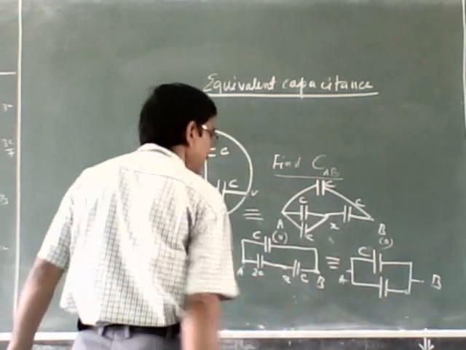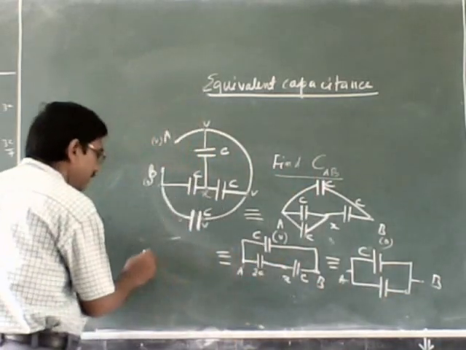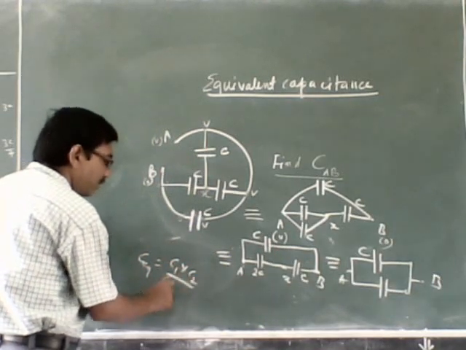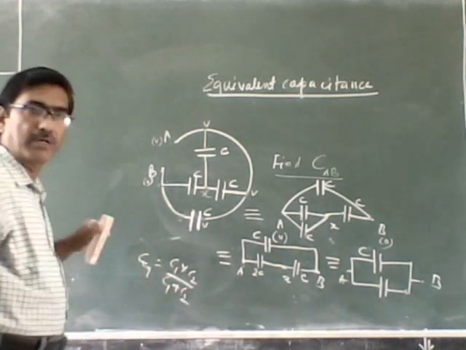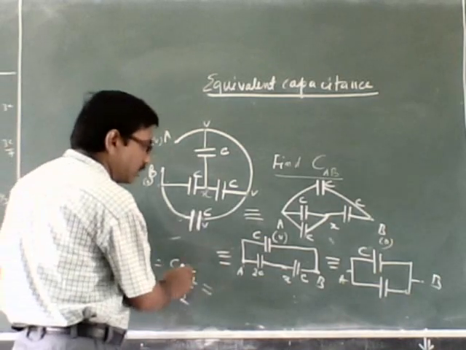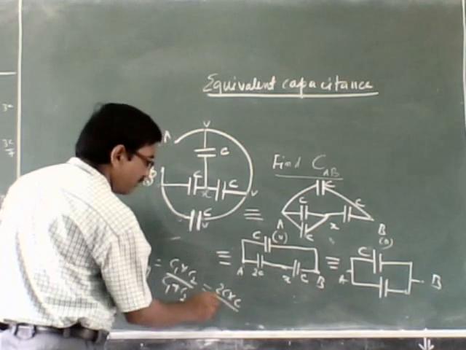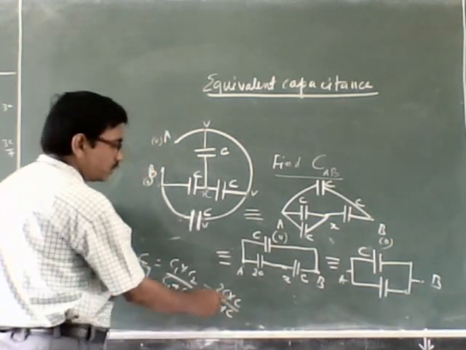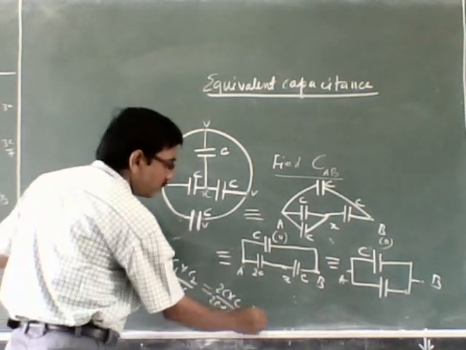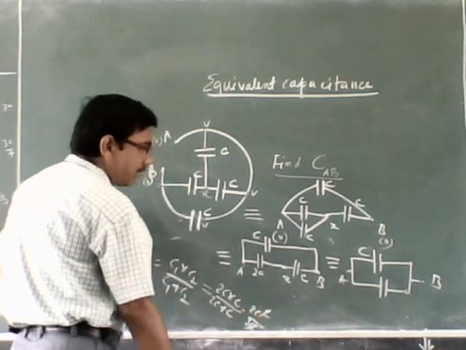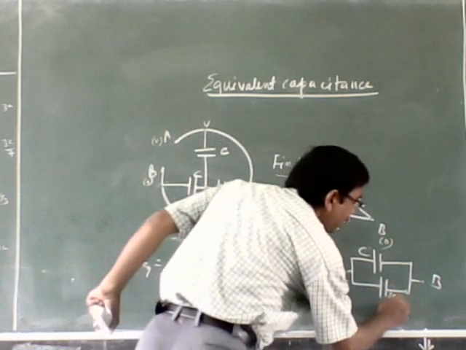And these are connected in series. So when they are connected in series, what is the equivalent capacitance? C1 into C2 by C1 plus C2. This formula you know. So C1 into C2 means 2C into C, by 2C plus C. So 2C square by 3C. C cancels. So this is 2C by 3.